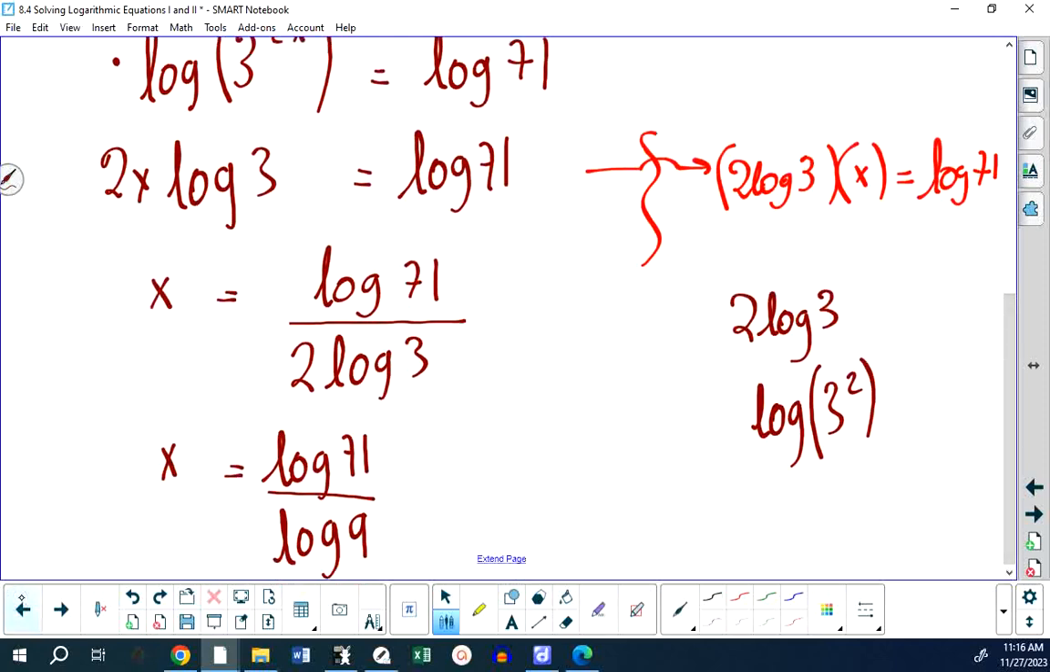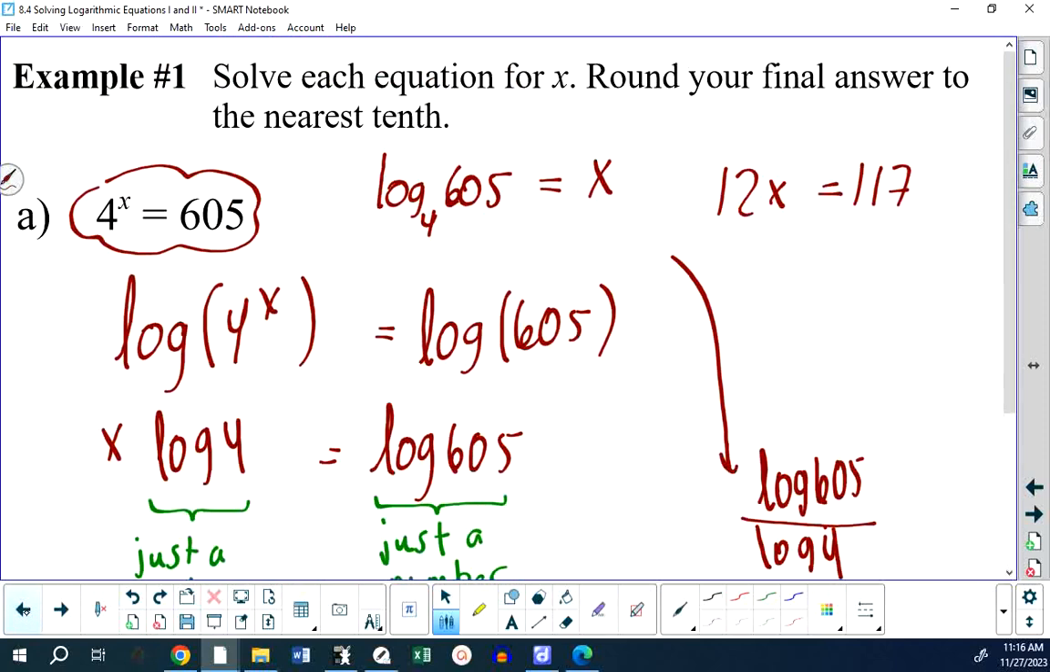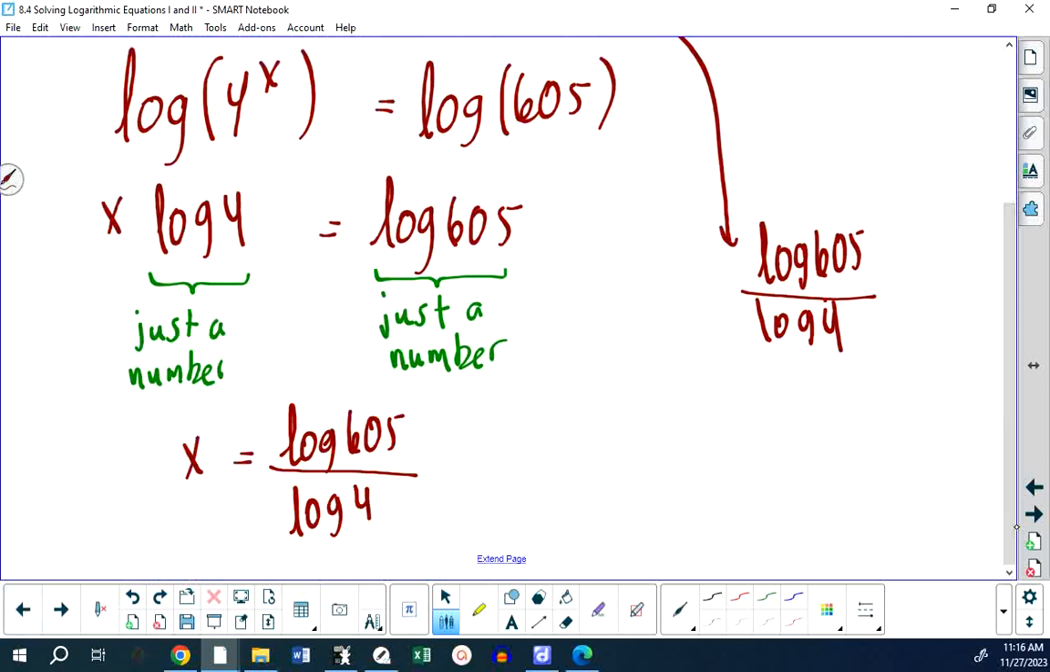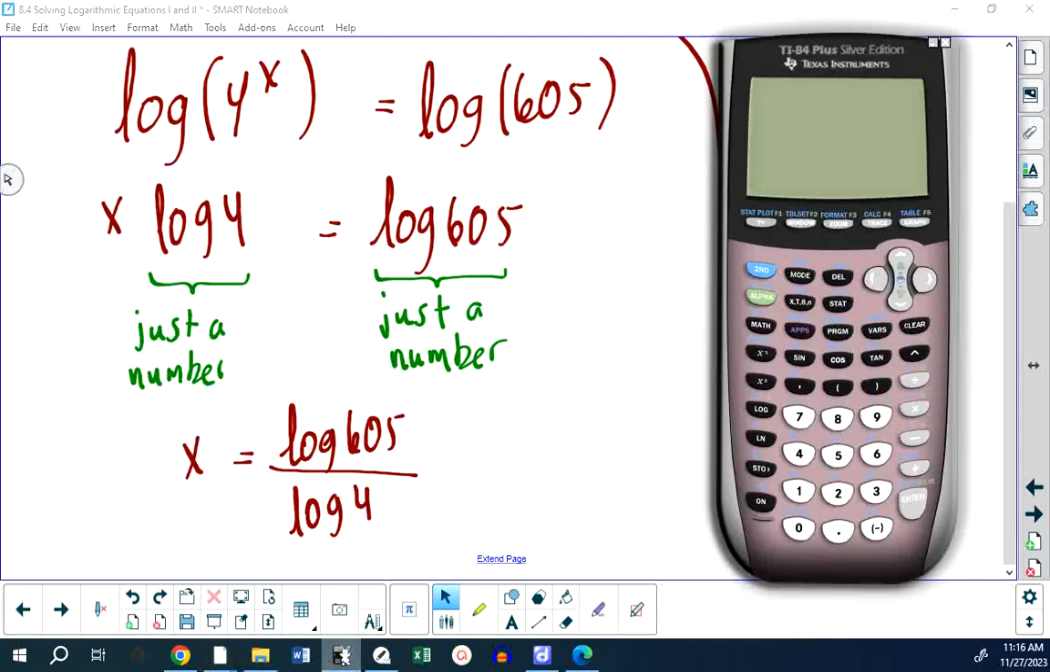Let's go back here, though, because I believe it probably said solve each equation for x. We have done that, and I don't want you to get the wrong impression. You have to know how to get an exact value. But in this set of questions, we're also finding a decimal approximation. So we can take log of 605 divided by log of 4 and get that as an answer to A.